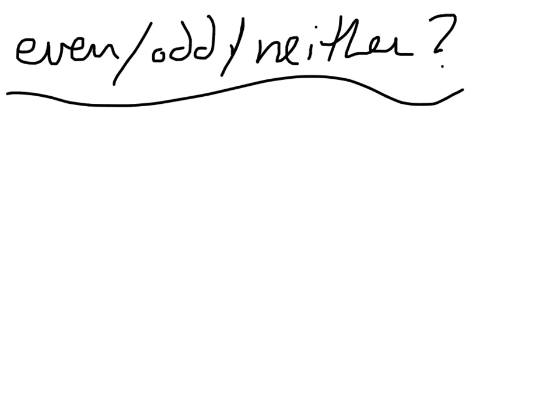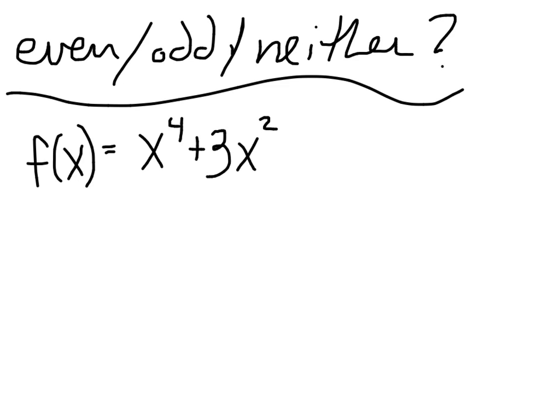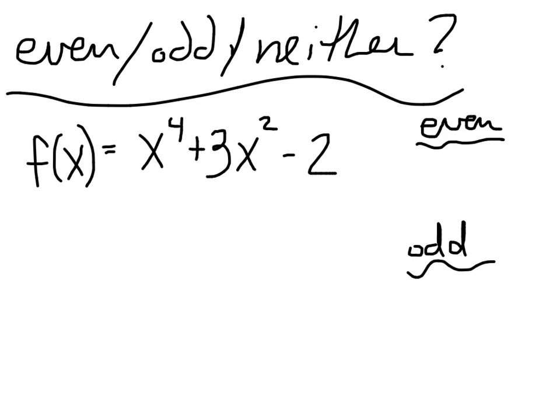It's going to say something like f of x equals x to the 4th plus 3x squared minus 2. If it is even, or if it's odd, I'm going to have a couple different criteria for you. And if it's not even, and if it's not odd, what's the other option? Neither. Right.